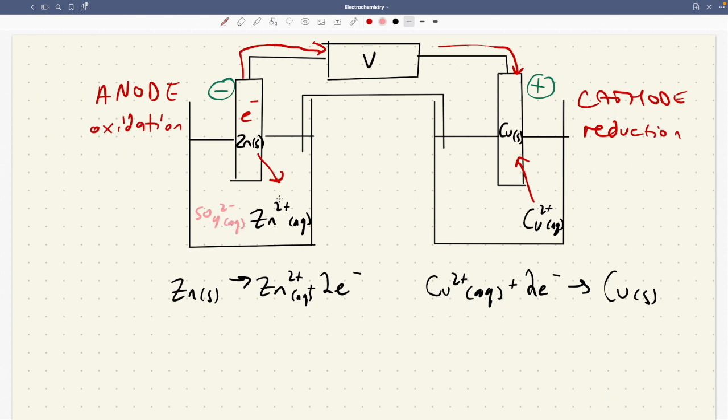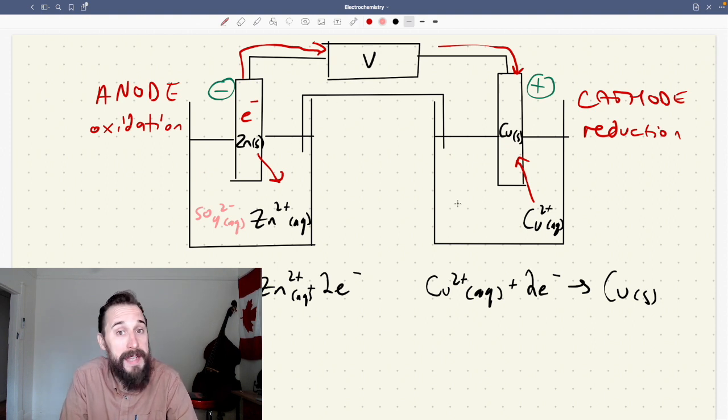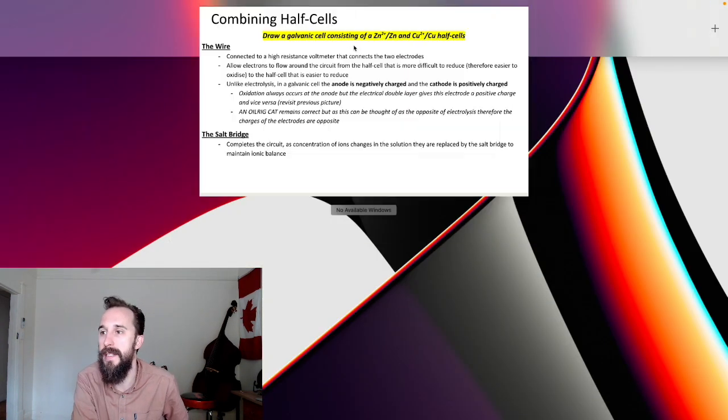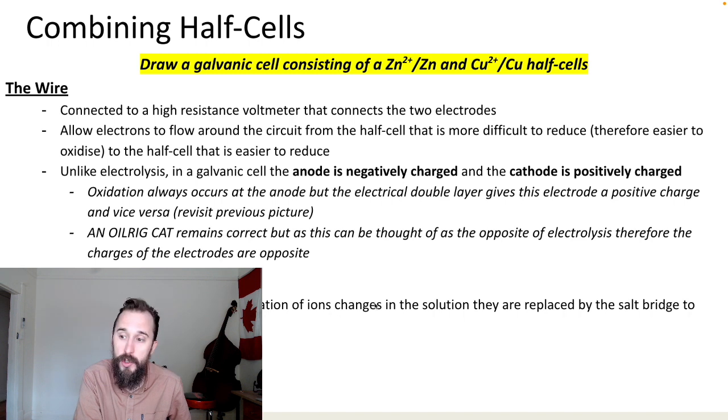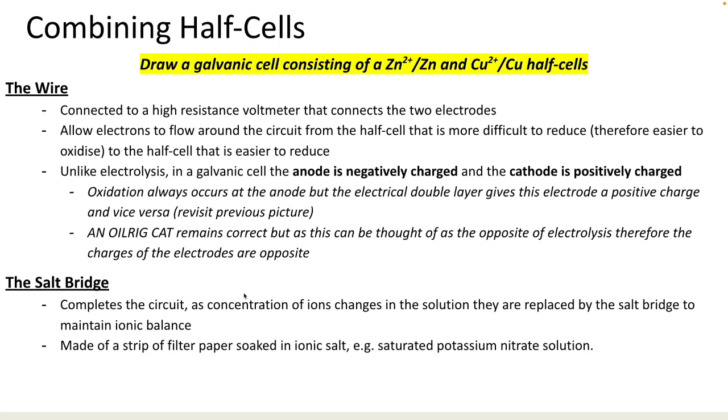As this oxidation reaction occurs, we're increasing the concentration of our Zn2+. We're getting more and more Zn2+ in there, which is going to make this more positively charged, which if it gets too much, the reaction will cease. So the salt bridge is a bridge between the two half cells that contains a salt, which is able to counteract this increase in charge. As the concentration of ions change in the solution, they are replaced by the salt bridge to maintain ionic balance.